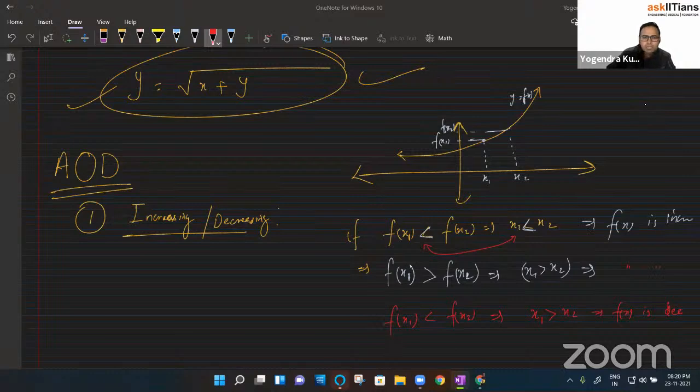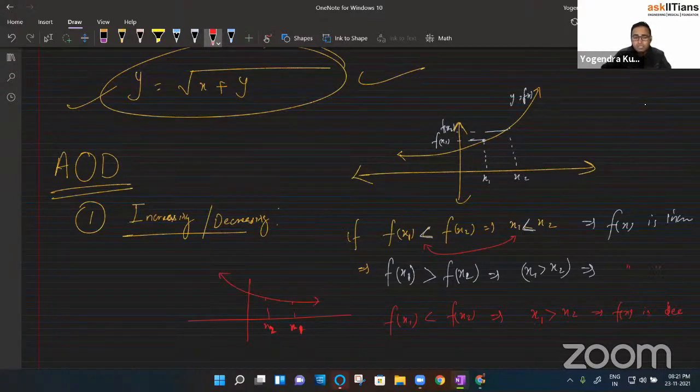In the graph, when it is decreasing, this is x1 and this is x2. Sorry, f of x1 is less than f of x2, I'm saying this one. This is x1 and this is x2. Opposite, because x1 is greater than x2, so this side we need to keep it. So it is the decreasing case.